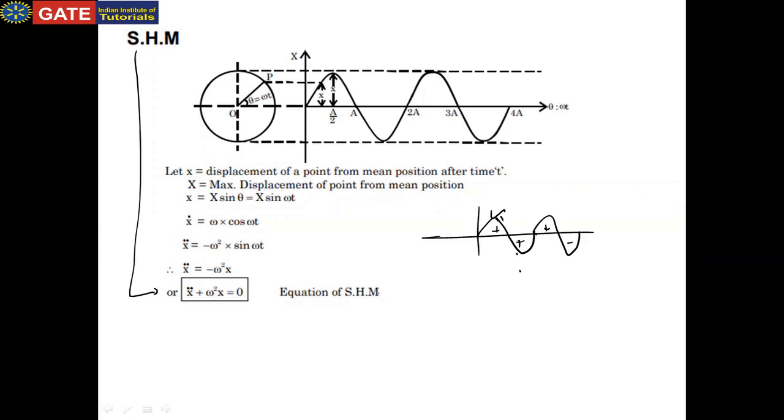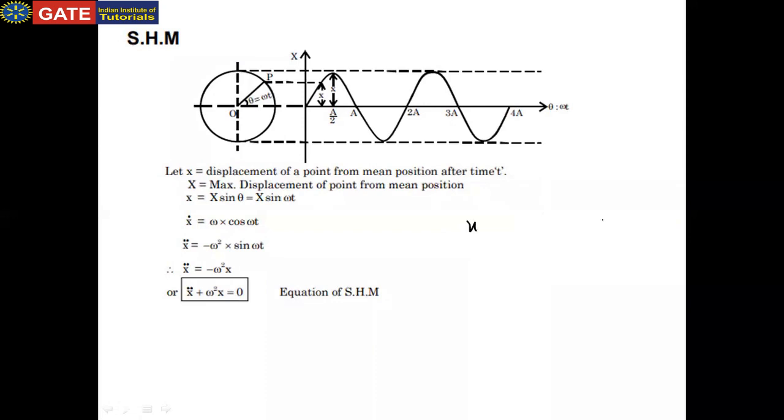Positive negative means to and fro motion. So this is the SHM. You can write the equation as x = X sin θ, where θ is omega t. Theta is the angular displacement, omega is the angular velocity. So x = X sin ωt. This is the equation of this sinusoidal wave.